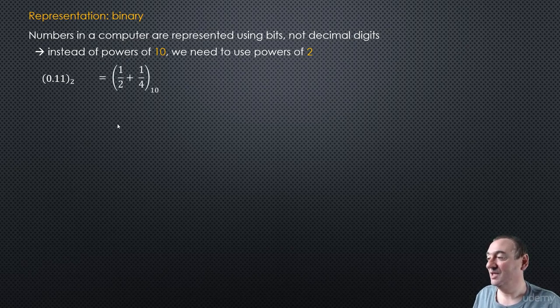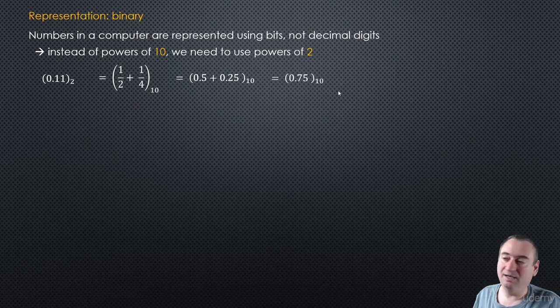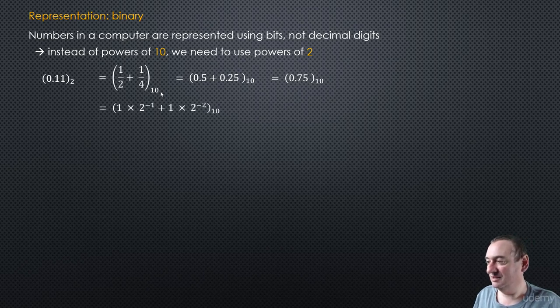But anyway, what is that equal to? Well, if we're talking about powers of 2 instead of powers of 10, then we have 1/2 plus 1/4. Now this is the base 10 equivalent, which is 0.5 plus 0.25, which is 0.75 in base 10. So 0.11 base 2 is 0.75 base 10. So let's look again at this expression here, and let's rewrite it in the same way we rewrote powers of 10. So we have 1 times 2 to the negative 1 plus 1 times 2 to the negative 2.